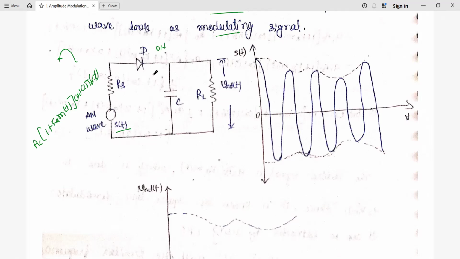Once the diode is in the on condition, this capacitor is going to charge. Again, the diode is going to become off, and then the capacitor is going to discharge through the load resistance. So there we have a discussion about the charging time constant and discharging time constant, given by RC. Here it is going to discharge through the resistance RL, and we are trying to obtain this envelope. The envelope is going to look the same as our message signal.